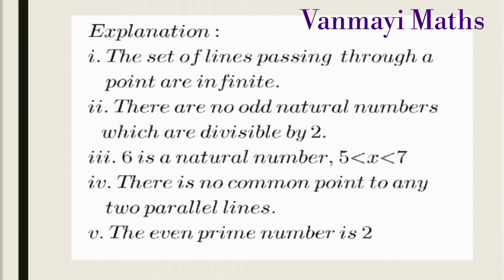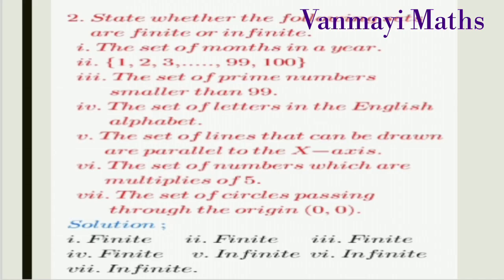There is no common point to any two parallel lines, so it is an empty set. And for even prime numbers, there is a number, 2, a singleton set, so it is not an empty set. State whether the following sets are finite or infinite.